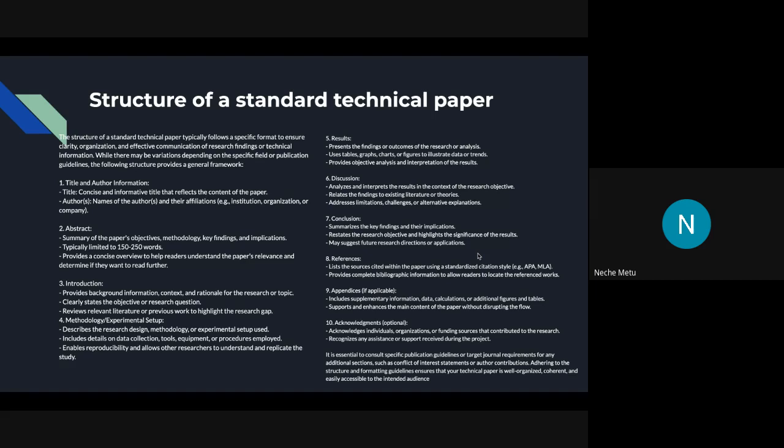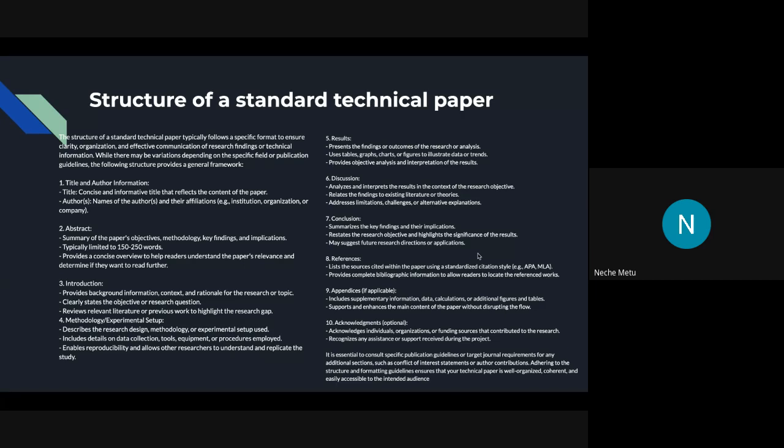Listen carefully. While there are many variations depending on the specific field or publication guidelines, remember that there are specific fields. When I'm writing a report, there are standards. When I'm writing a user guide manual, standard. I'm writing an email, standard. Policy, standard. While all of them may vary due to the specific field or publication guideline, the following structure provides a general framework. So just take this as the general framework for every paper.